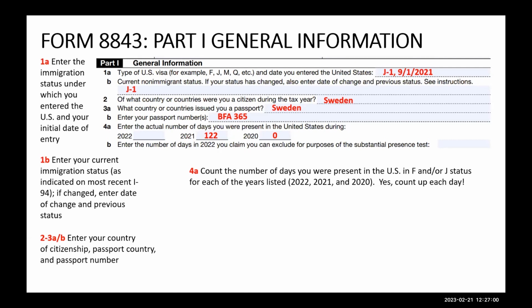And then in 2022, I was here for the full year, except that I took a little leave during the summertime to go visit family in my home country. So I was gone for actually 35 days. So I was only here in the country for 330 days in 2022.